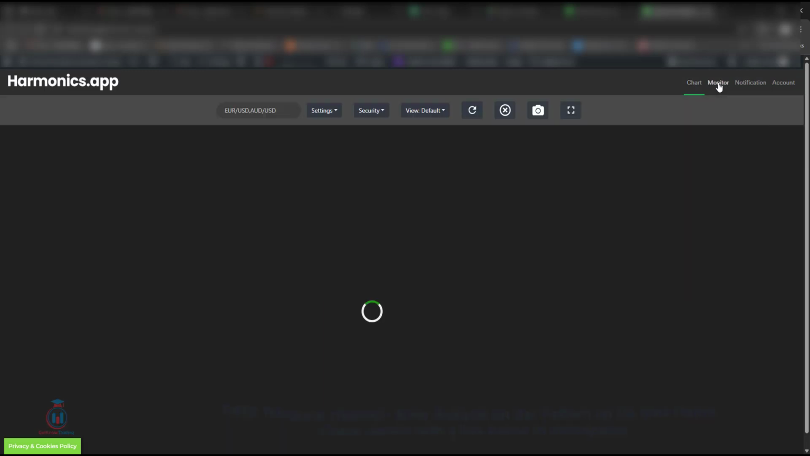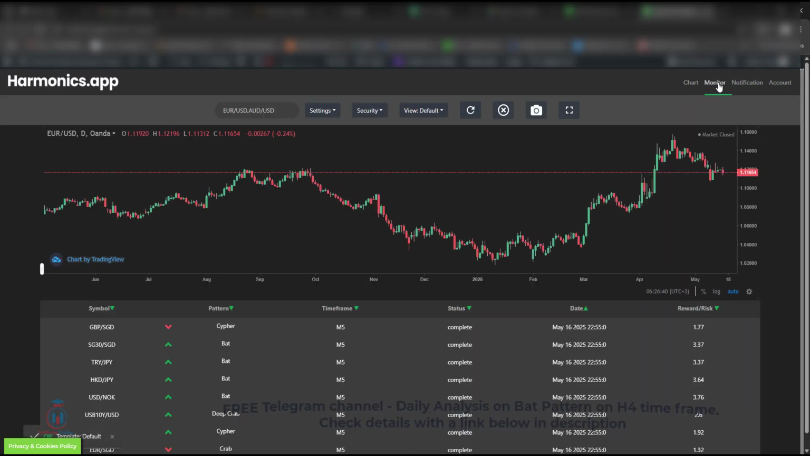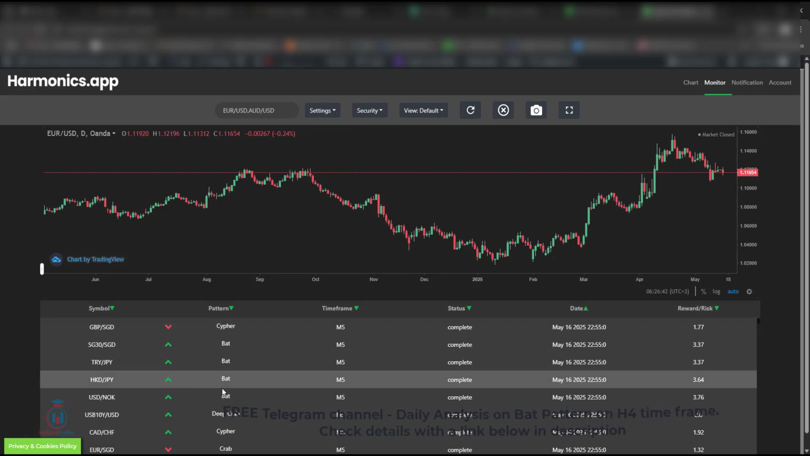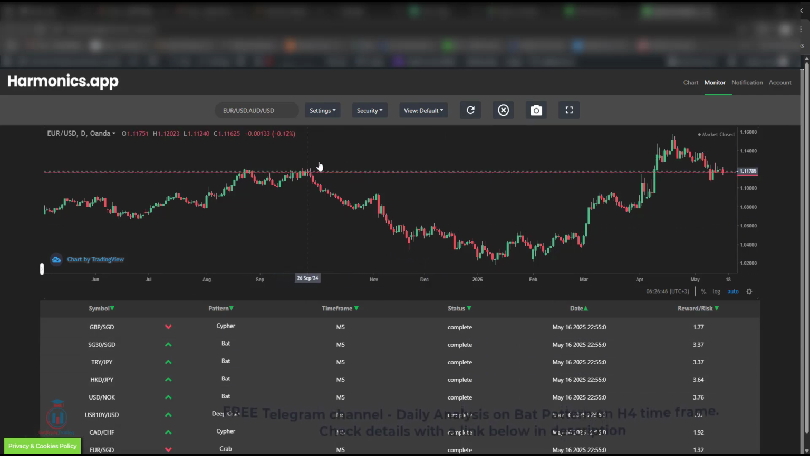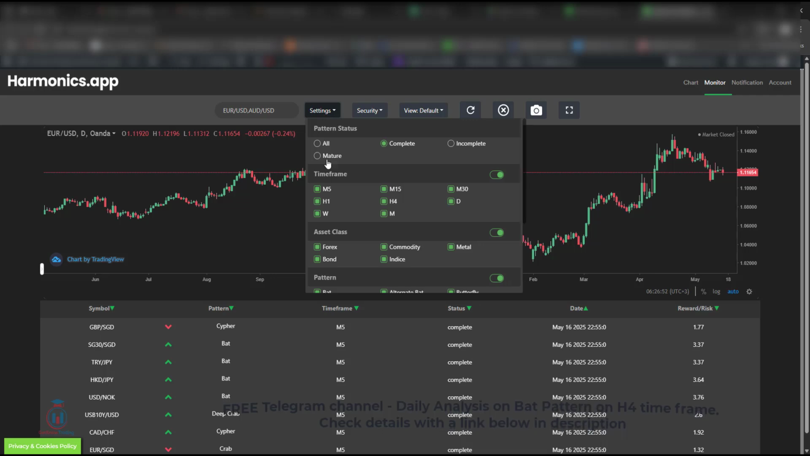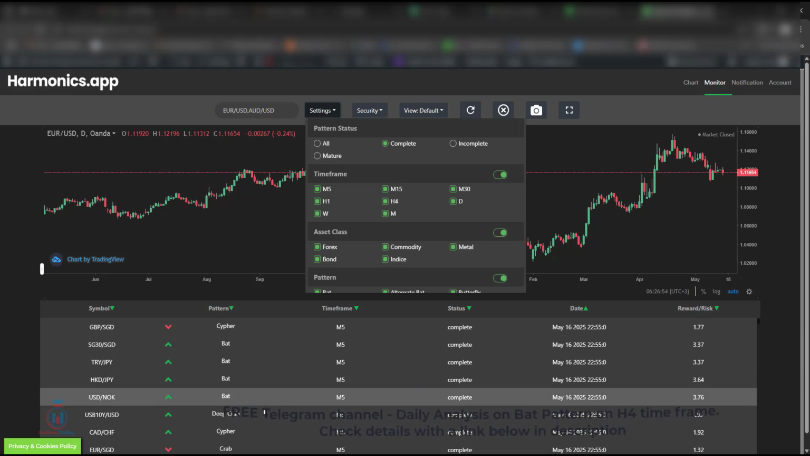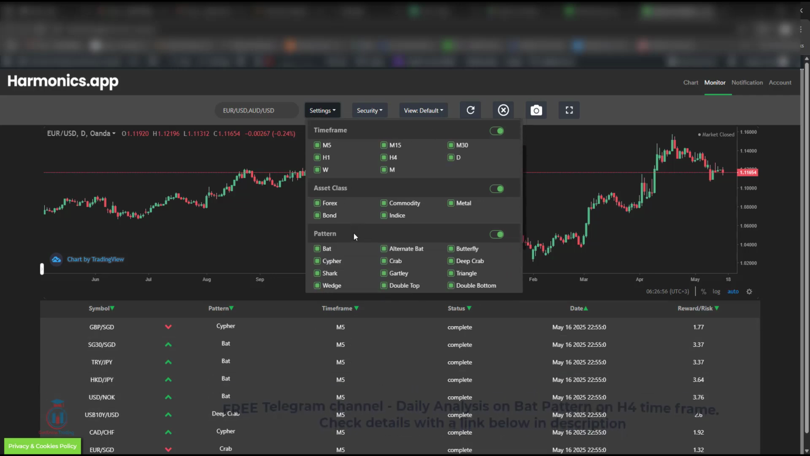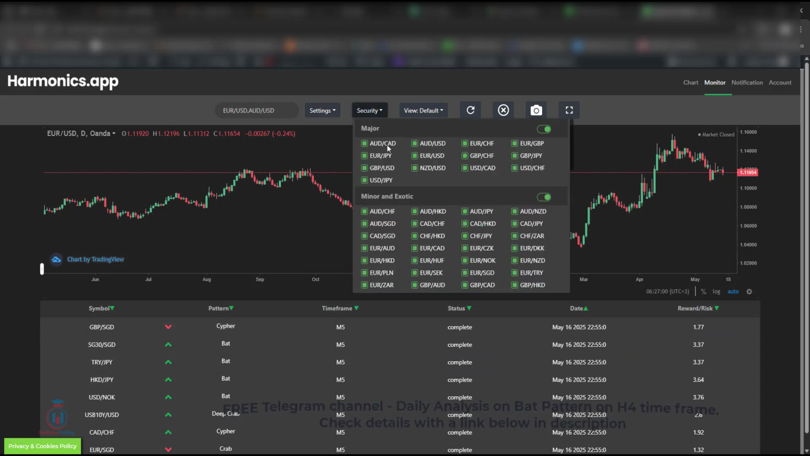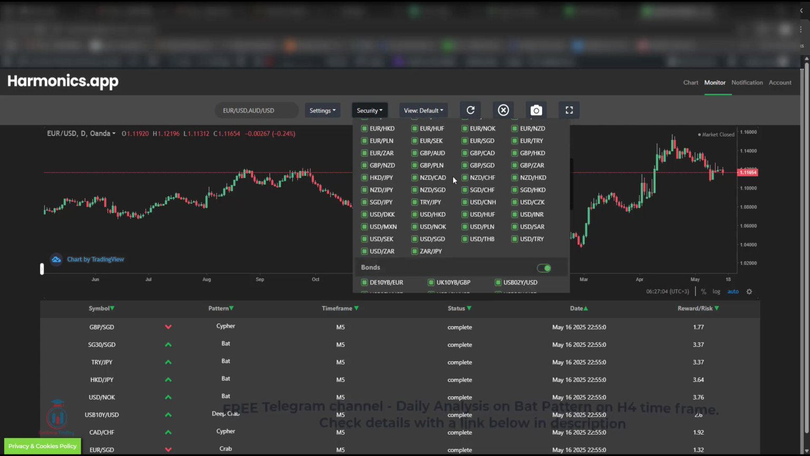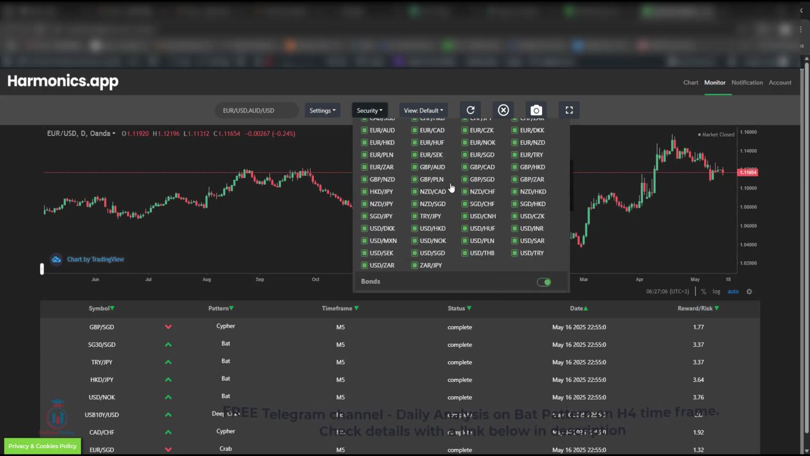Now there is also one more thing, that is a monitor tab where you have a table with all the patterns listed here, but you also have the chart above. Here in this area you define which filters you would like. Feel free to check the settings where you find which time frame you would like to see here, which asset classes, which patterns you would like to receive here, and inside security you define much more closely which symbols you would like to track. Now you can see all of them are activated.